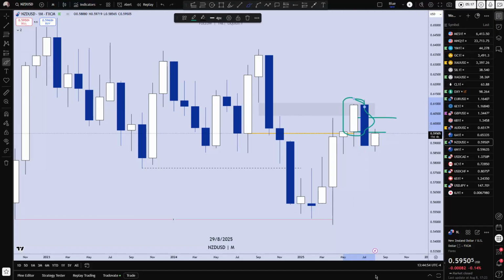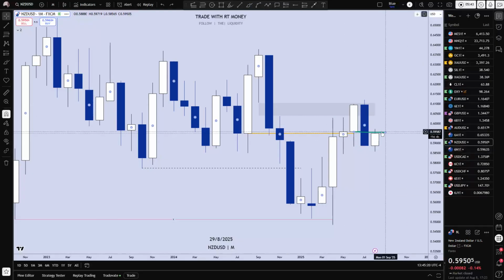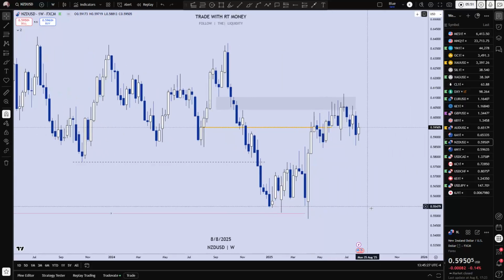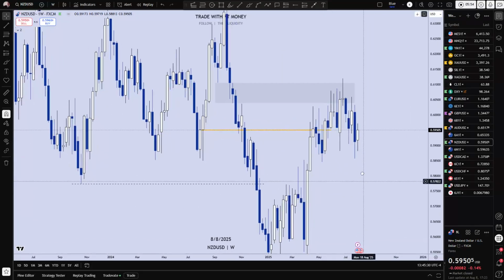I don't mind seeing a wick, but I want to see a candle make a wick and then show respect to this candle here. This is our propulsion block now, and it should propel price to the downside. And we are in contact with that propulsion block right now. If we go down to the weekly, I want to see that kind of action again, because price is fractal.